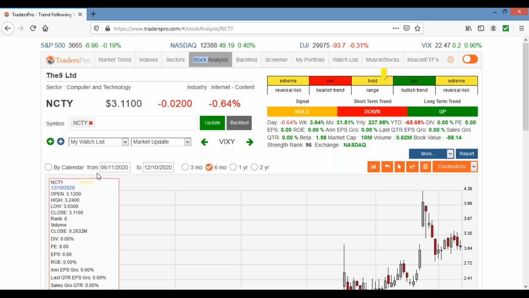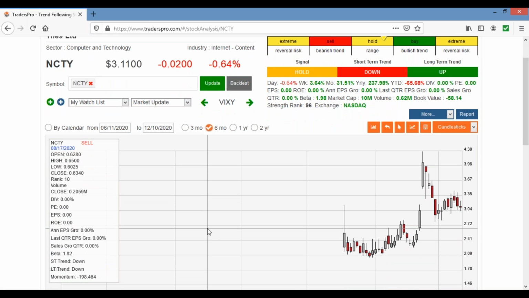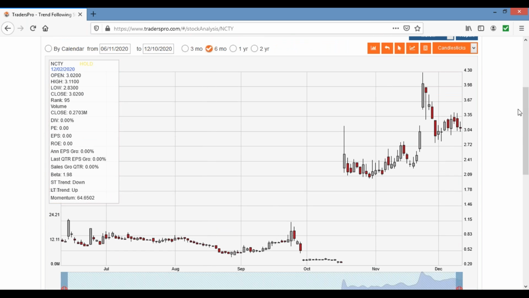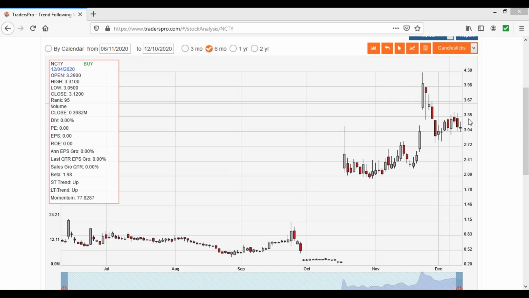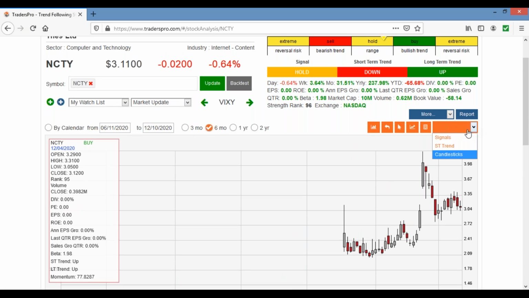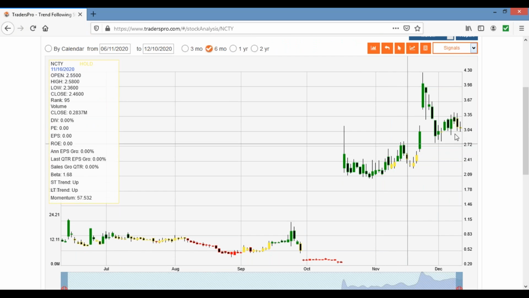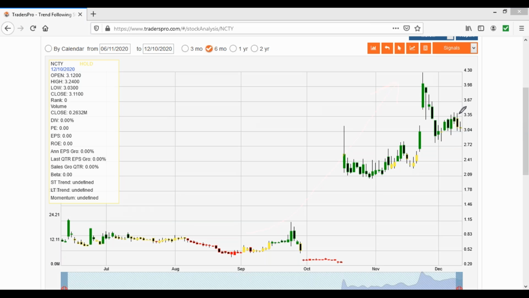But NCTY, I pulled this one up, and you say, well, boy, this stock's in a nice little uptrend here, and it's pulled back a little bit. Now, let's put the signals on here too for a second. It's pulled back a little bit to a hold signal, and it's very close to going back to a buy signal. Why don't I like this?